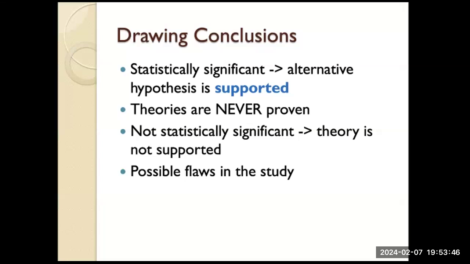So if it's statistically significant, then we'll say the alternative hypothesis is supported. If it's not statistically significant, then the theory is not supported, and we can talk about why. Could be flaws in the study, could be our analysis. There could be a number of reasons why our hypothesis is not supported.